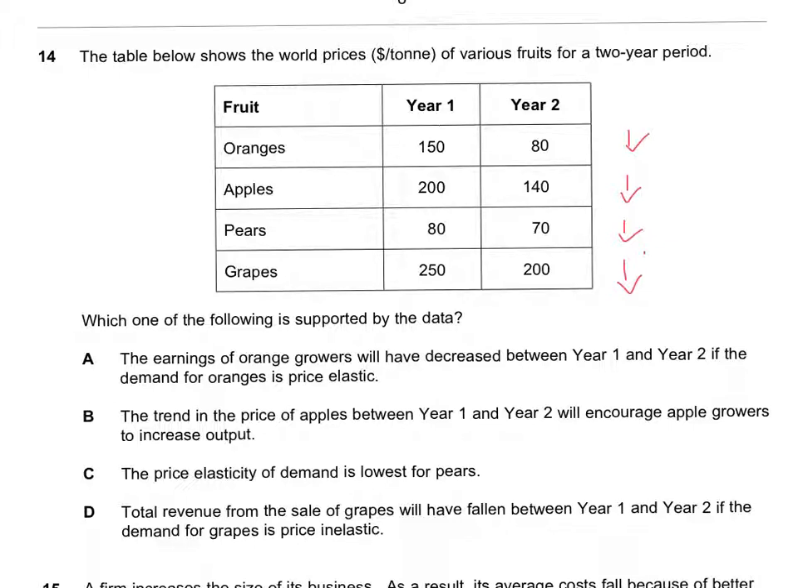Well, first of all, this is simply telling us about the world price of these commodities, so we don't know anything about earnings, because in order to work out earnings we need to have price multiplied by quantity. The second one I can eliminate is option C, because in order to work out price elasticity of demand I need to have information about percentage change in price, but also information about percentage change in quantity, and I can't see that.